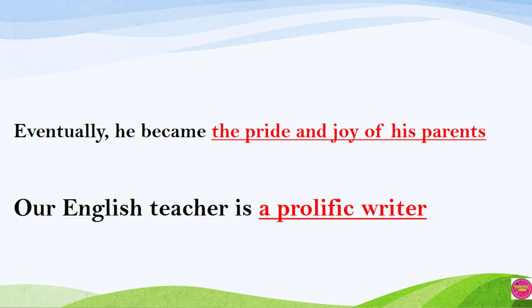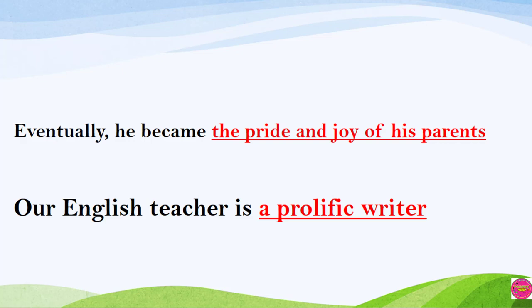Example 2. Our English teacher is a prolific writer. A prolific writer has been underlined. The underlined expressions are noun phrases, which function as a subject complement. Who became the pride and joy of his parents? He. So the pride and joy of his parents says something about the person being talked about.